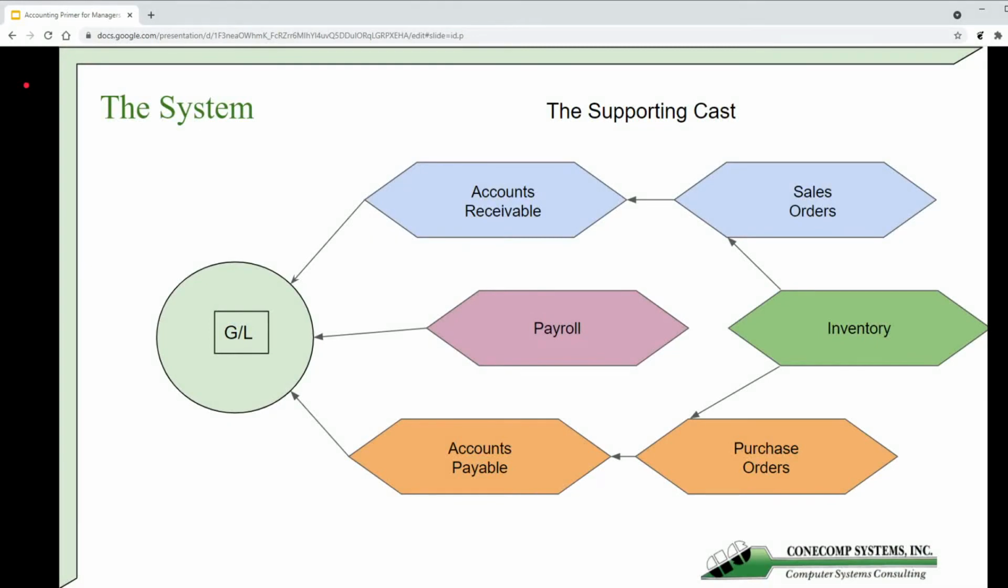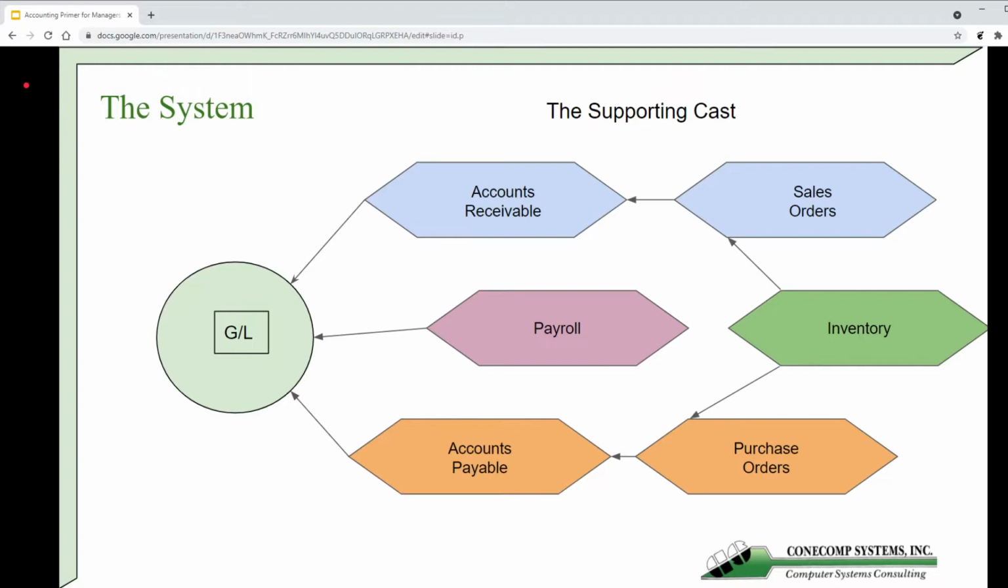So here we are. This is an overview. Again, we talked up to this point about the general ledger, and that's where the chart of accounts is. That's where all the transactions are stored. But here's sort of an overview of many of the standard parts of an accounting system.